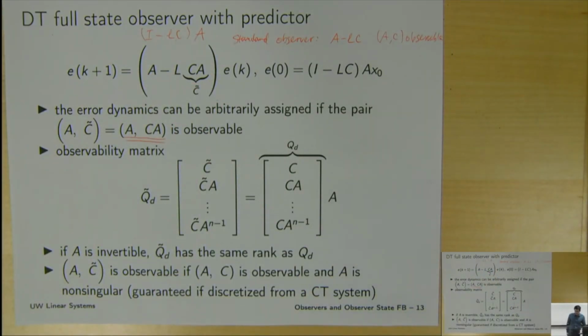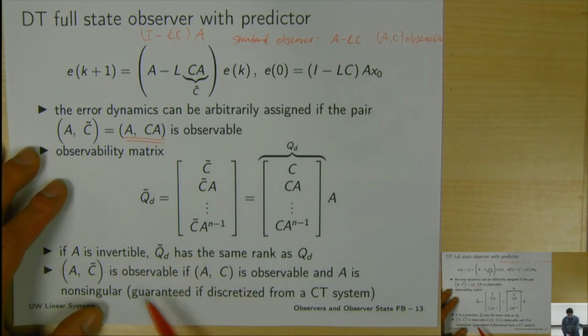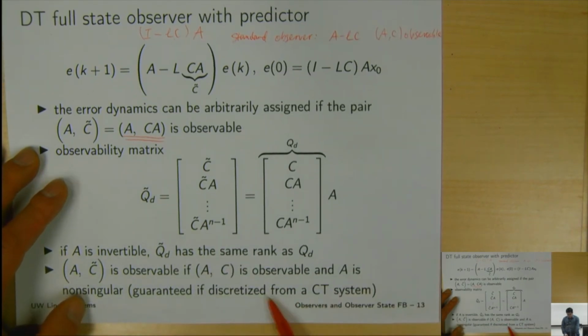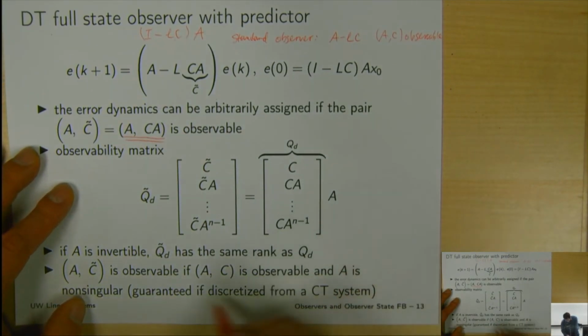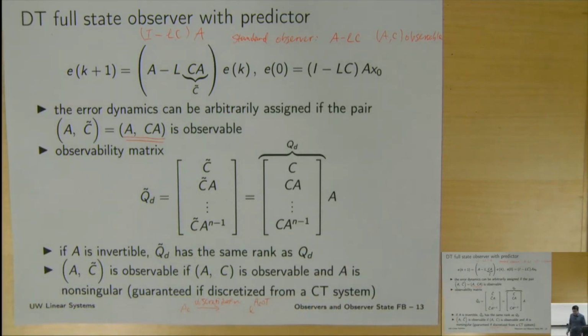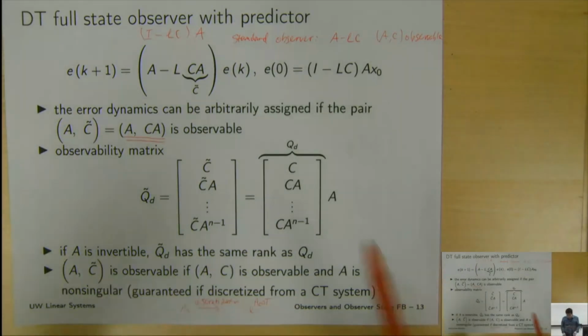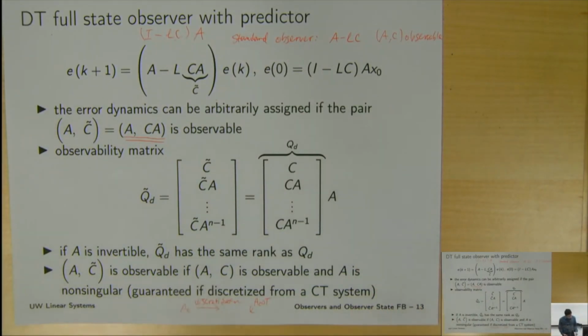This condition that A is non-singular is not difficult to satisfy. For example, in the discretization, we talked about a continuous time system, A_c, continuous time. After discretization, it's going to go to e to the A_c times the sampling time delta t. So if A is obtained from discretization of a continuous time system, then this matrix is going to be invertible because it's in this structure.